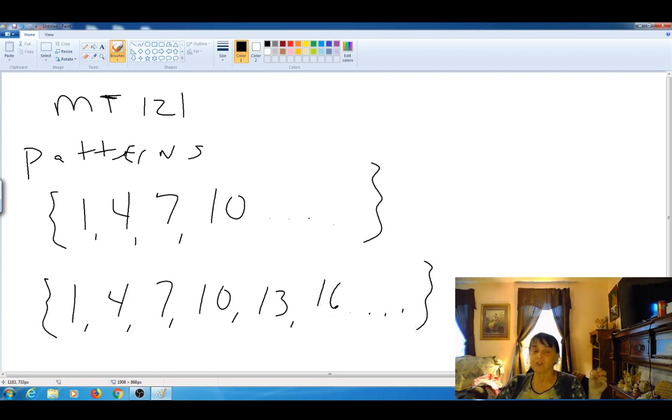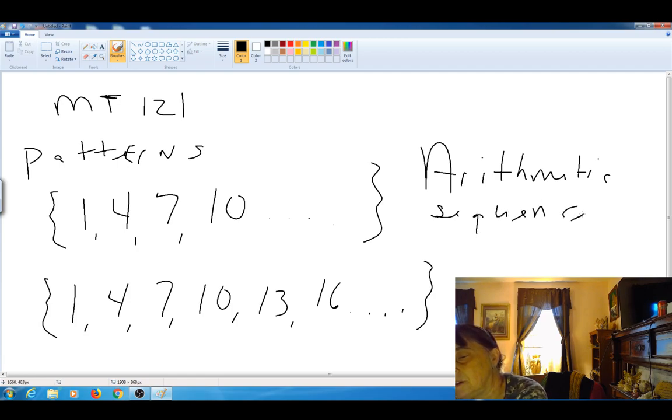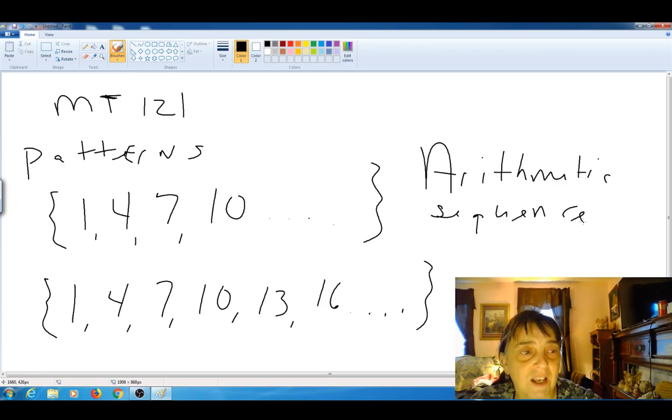Every time you add 3 to a number. Now you could have added 5 to every number. You could have added 10 to every number. You could have added 7 to every number. You could have added 2 to every number. Anytime you increase the previous number by a certain number, it's called an arithmetic sequence. You keep on increasing the number pattern by 3 every single time.